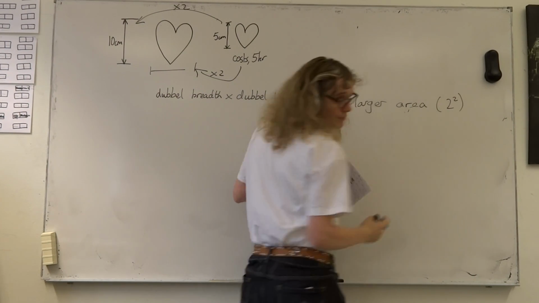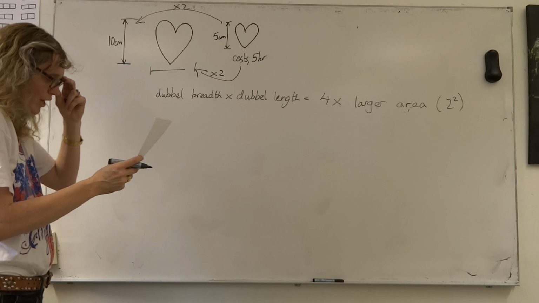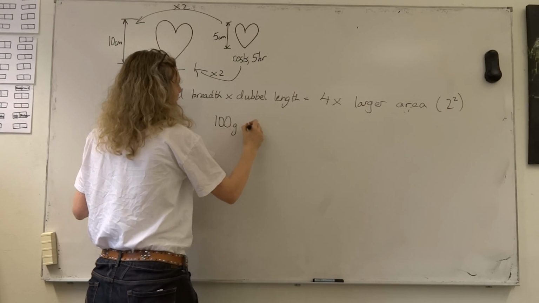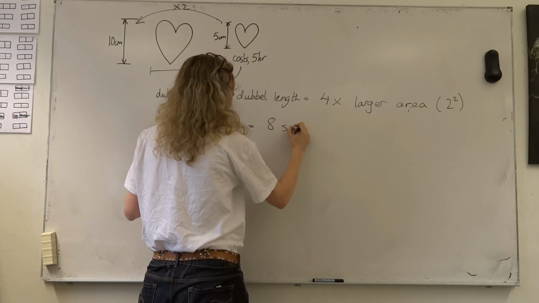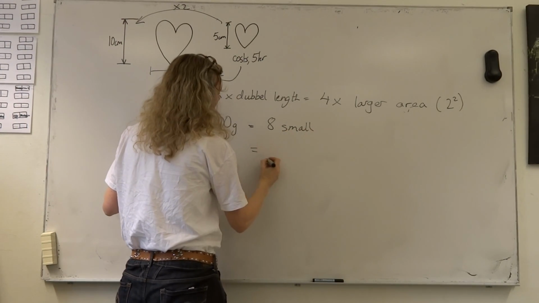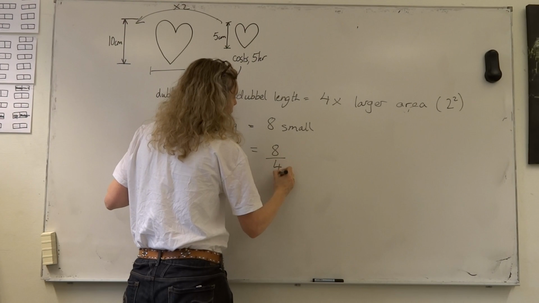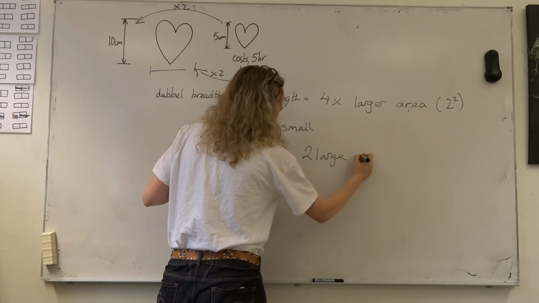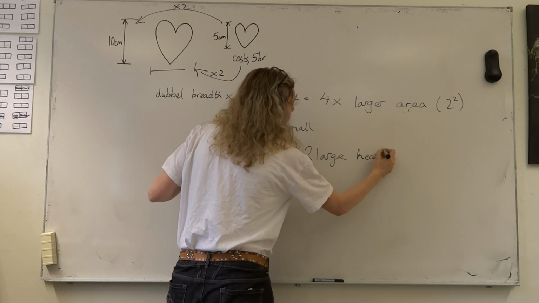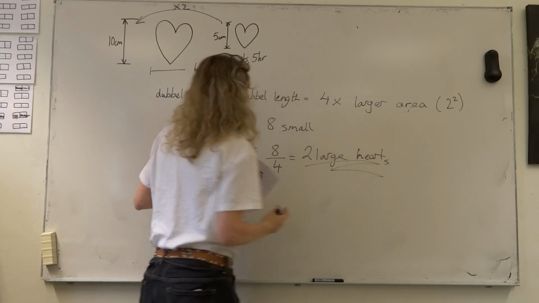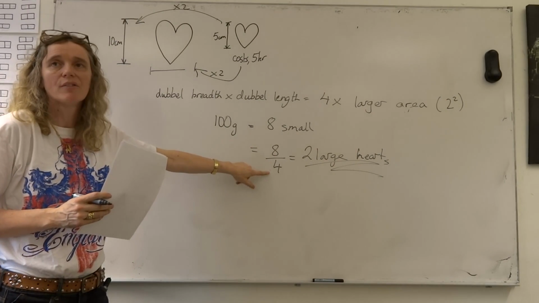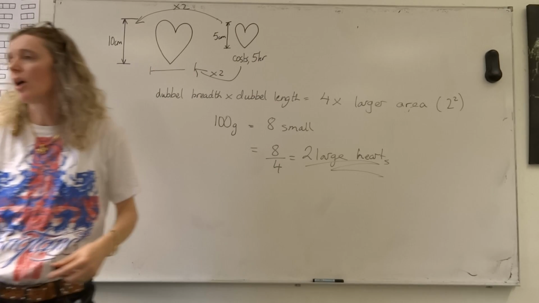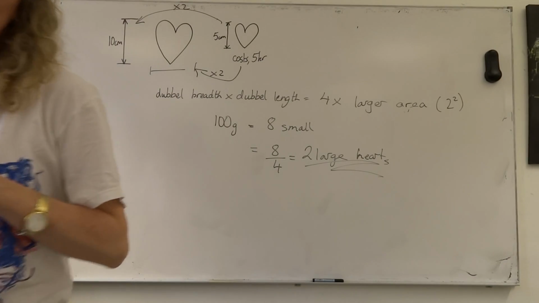2 squared is 4. So we know that if 100 grams is enough for 8 small, it's going to be enough for 8 divided by 4, which is going to be 2 large hearts. So the same amount of chocolate is going to be enough for 2 large hearts. 8 divided by the scale factor, which is 4 times larger, so you get 2 large hearts out of the same amount of chocolate.